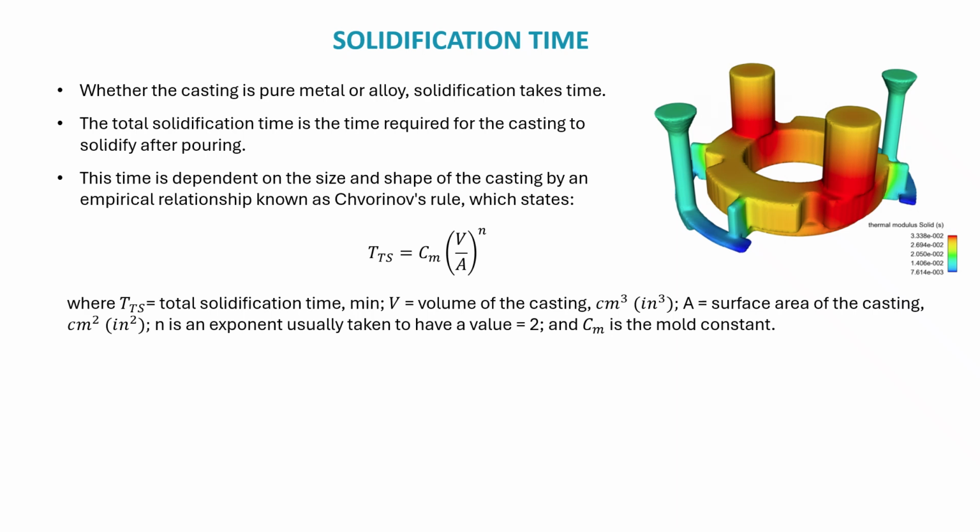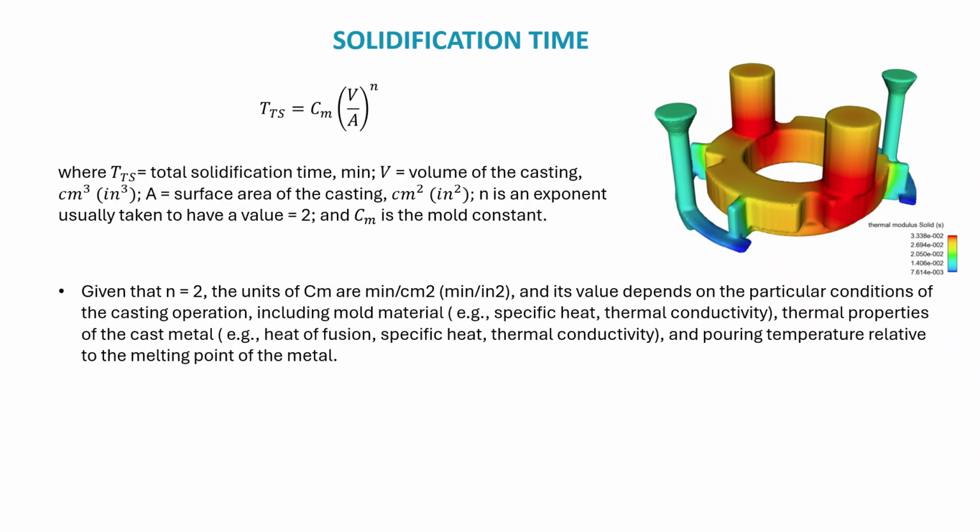But now let's continue to know what the theory behind that. So given that the n is equal to 2, the units of the Cm are going to be in minutes per centimeter squared, and its value depends on the particular conditions of the casting operation, including the mold material, whether it's going to be made of sand or it's going to be metal. So something like the specific heat and the thermal conductivity are going to be different. Also, the thermal properties of the cast metal, like the heat of fusion, the specific heat, and the thermal conductivity. And finally, the pouring temperature relative to the melting point of the metal.